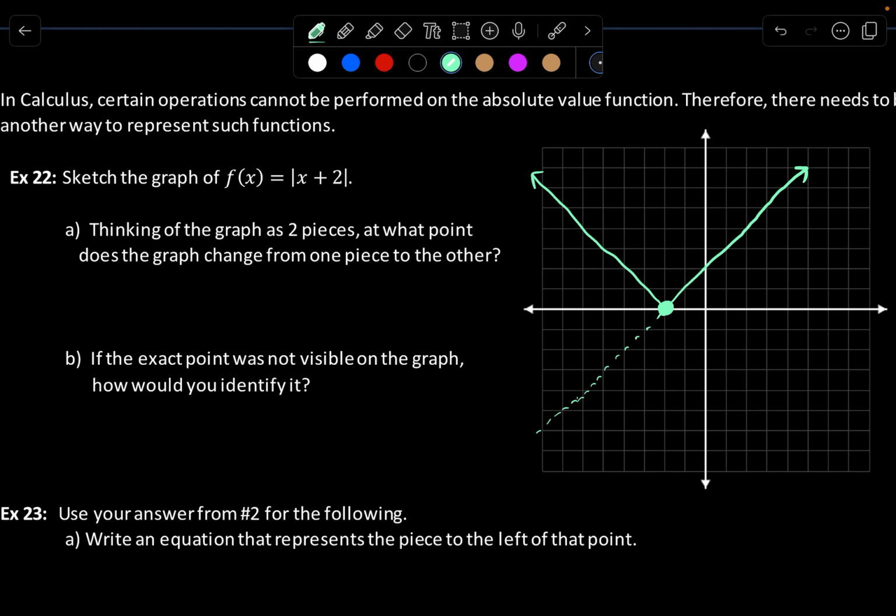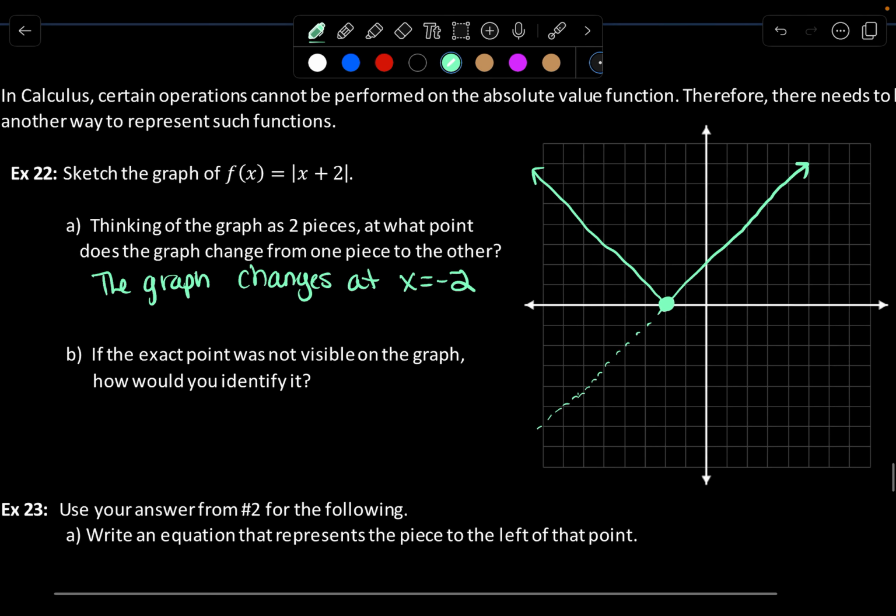All right, so thinking of the graph as two pieces, at what point does the graph change from one piece to another? The graph changes at x equals -2. And that's because of that horizontal translation in there. It is going to change at x equals -2.